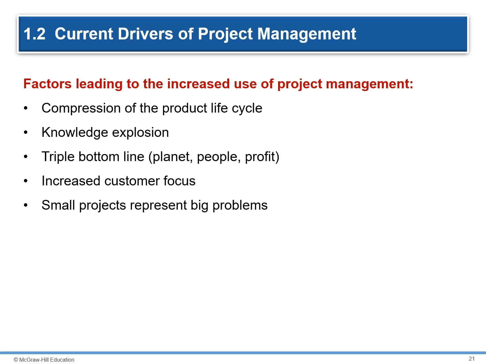Triple bottom line means planet, people, profit. Global warming has brought sustainable business practice to the forefront. Businesses can no longer simply focus on maximizing profit to the detriment of the environment and society. Efforts to reduce carbon footprint and utilize renewable resources are realized through effective project management.